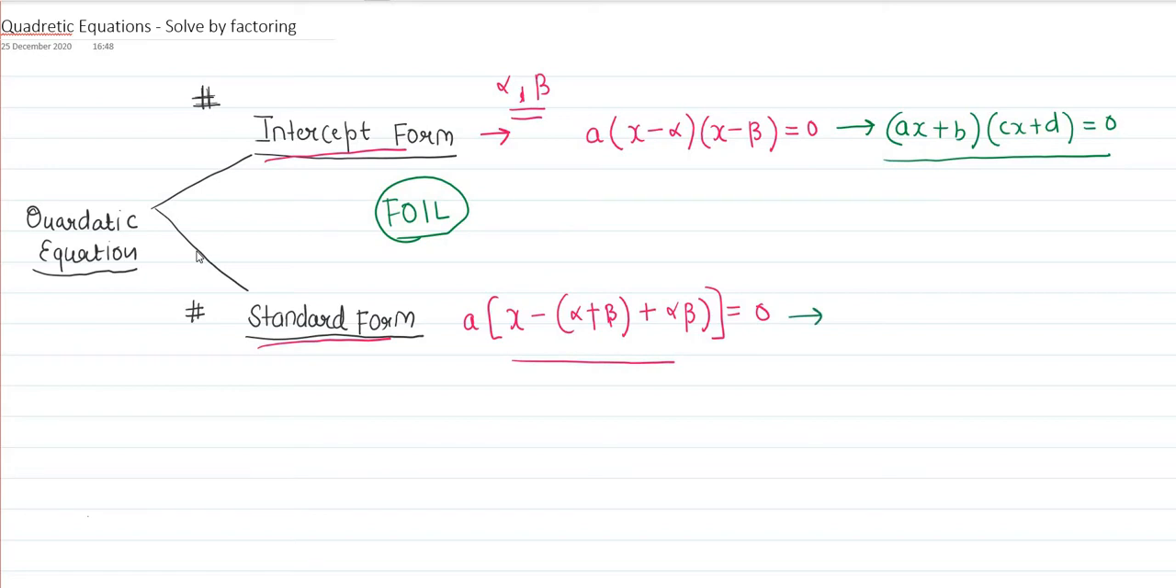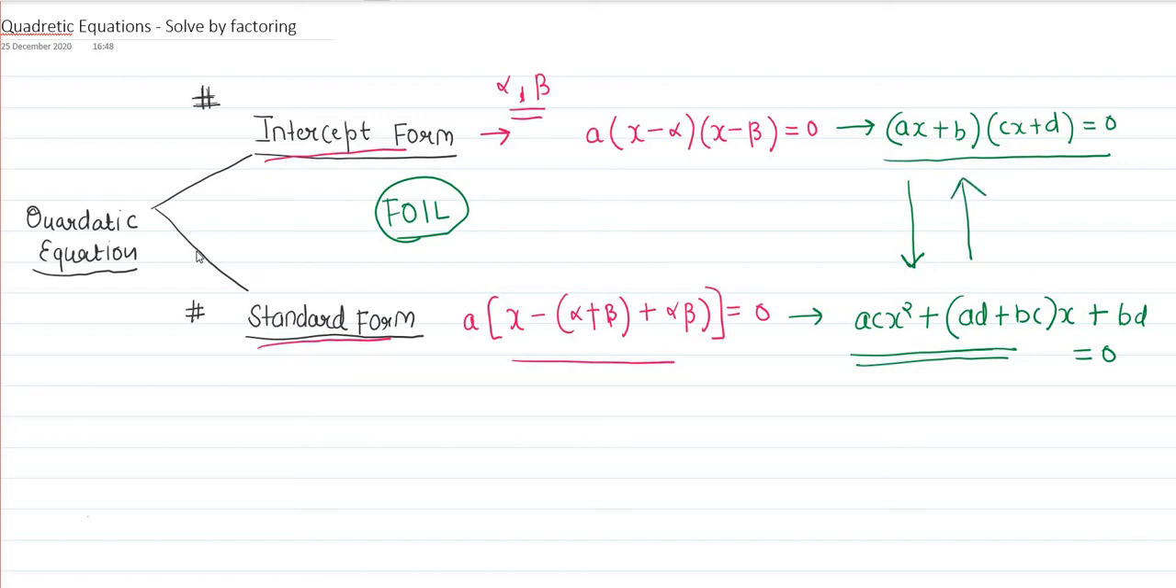And similarly, we can write the standard form as acx square plus (ad plus bc) into x plus b into d is equal to 0. So we can also write the intercept form and the standard form in these terms, and then it becomes easy to compare, to convert from intercept to standard form and from standard form to the intercept form. Let's look at some examples.